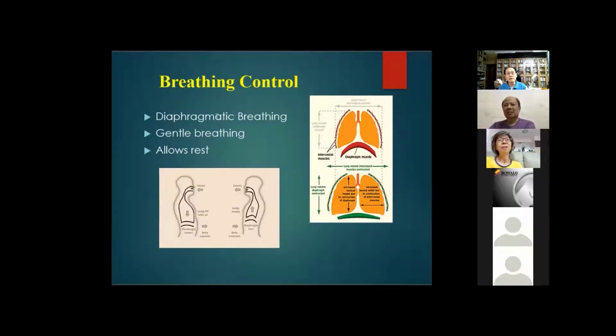Diaphragmatic breathing is very important because when you use the diaphragm, it ventilates the lower part of the lungs. And you will find that bronchitis very commonly occurs at the lower parts of the lung, the lower lobes. That's why ventilation of the lower parts of the lungs is very important. So when the diaphragm contracts, what happens? Your belly should come out.